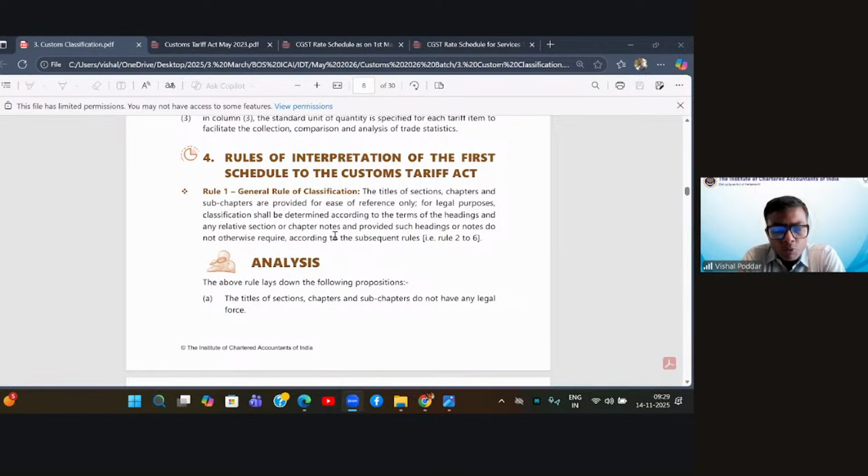Now, these rules of interpretation are the main rules or the main guidance as to how you will identify where your goods will fall. Now, what does rule 1 say? Rule 1 says for deciding where your goods will fall, where means in which chapter, in which heading, in which subheading, you should not depend on the titles of the sections or the chapters. I am using the words you should not. Why? Because rule 1 says it is provided only for ease of reference. It does not have the legal force.